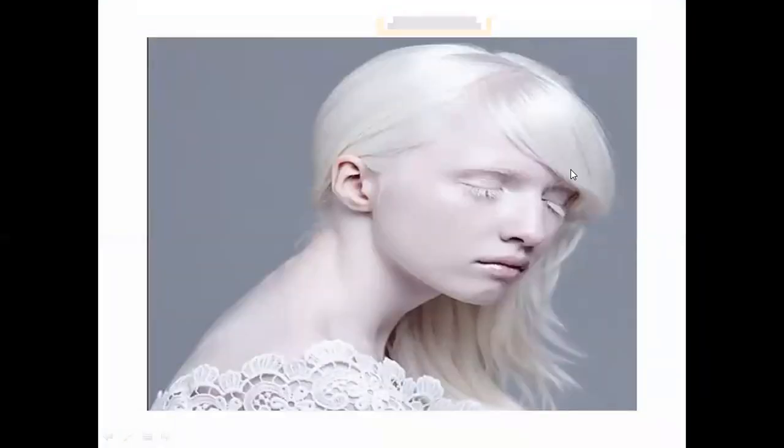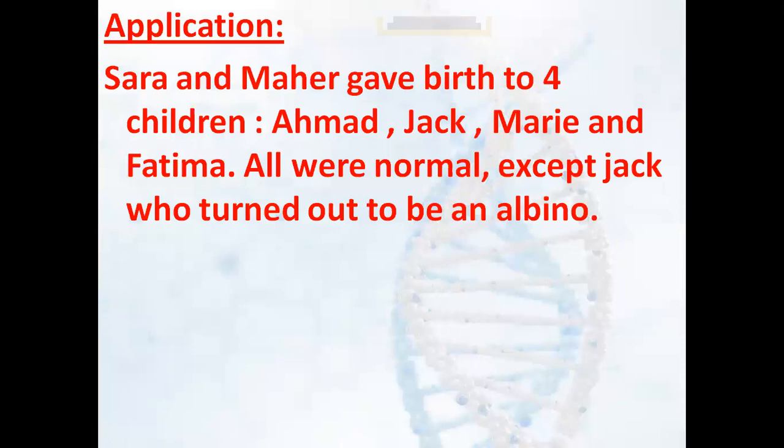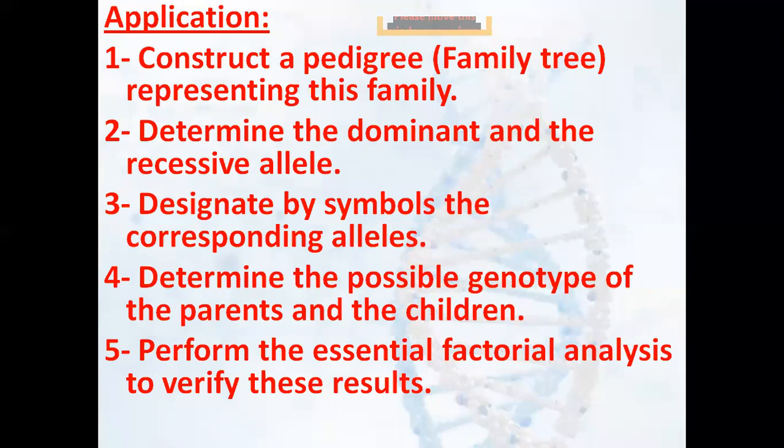It looks like this. So here, Sarah and Maher gave birth. We said that Sarah and Maher are normal. They gave birth to four children: Ahmad, Jack, Marie, and Fatima. All were normal except Jack, who turned out to be an albino. Construct a pedigree or family tree representing this family.